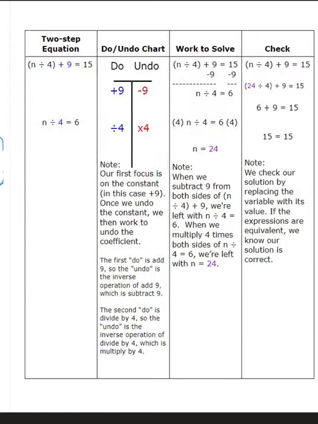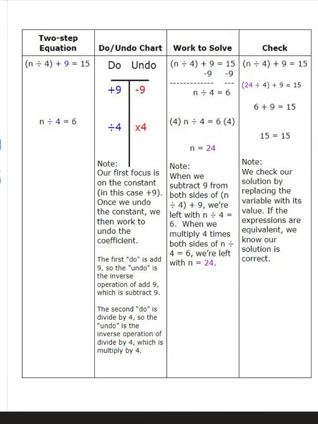Last one. Okay, we have n divided by 4 plus 9 equals 15. So now remember, this one could be written as n over 4 plus 9 equals 15. That may be how you see it sometimes. It's the same thing. So the first one, we want to undo the constant, which is the 9. We undo that by subtracting 9. The second part is the dividing by 4, undone by multiplying by 4.